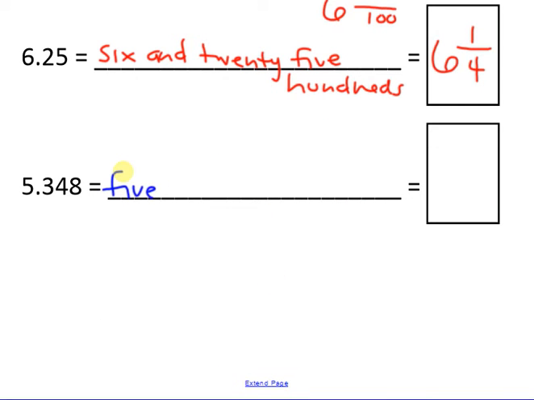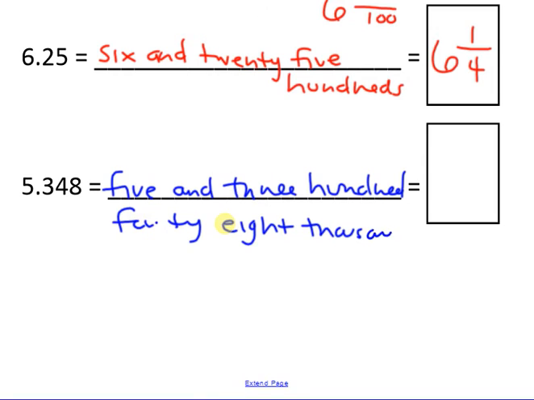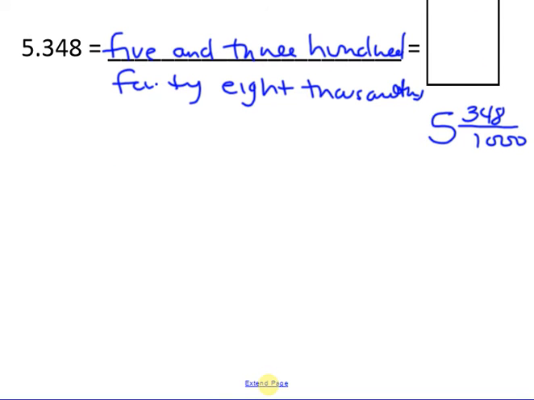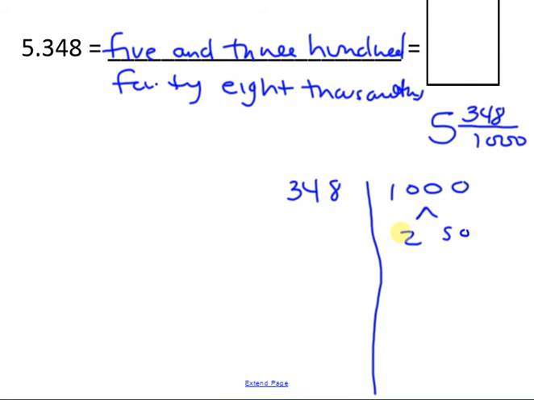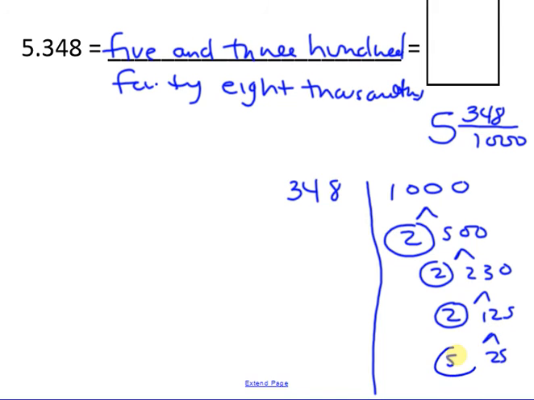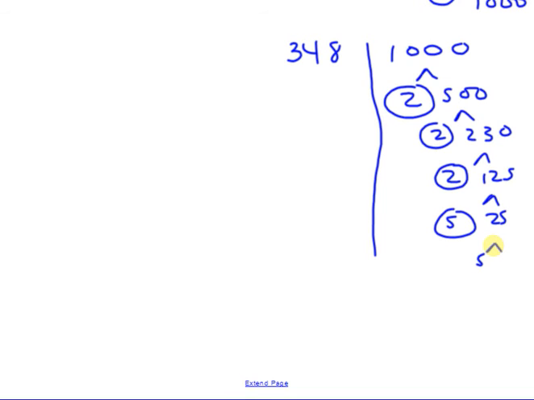So here we have 5 and 348 thousandths. So that's going to look something like this, but we need to simplify. And so for this one, I think we're going to make a factor tree. So 348 and 1,000. For 1,000, I'm going to do 2 and 500. And then 2 and 250. And 2 and 125. 5 and 25. And 5 and 5.